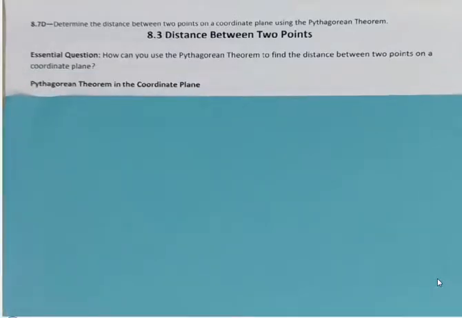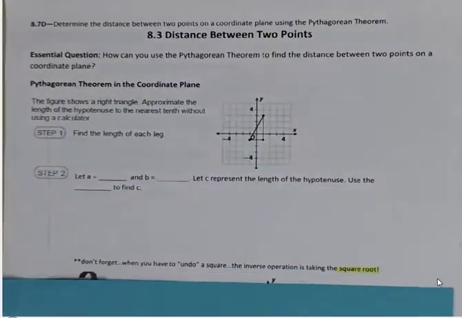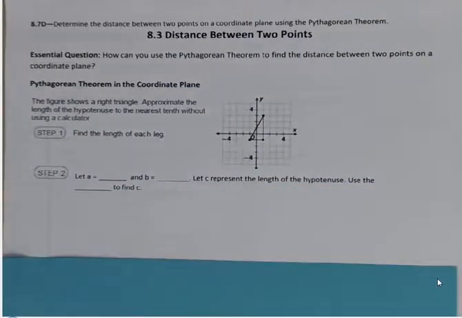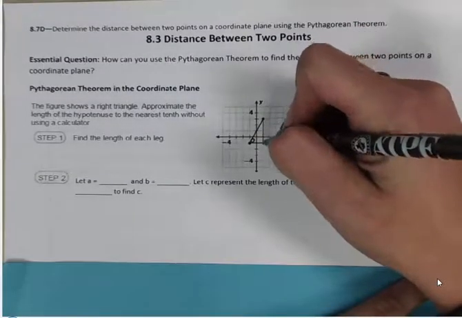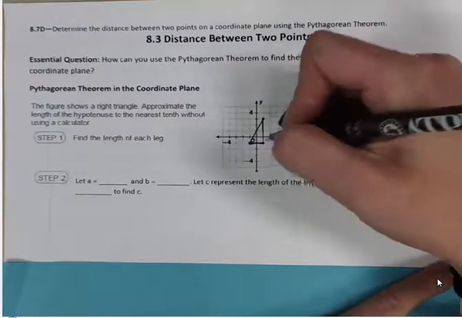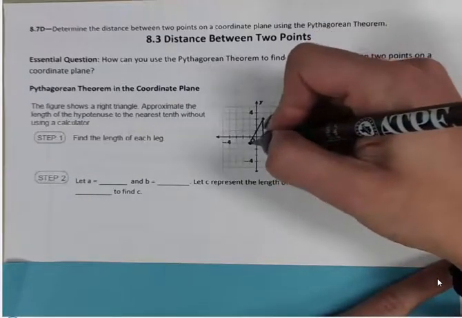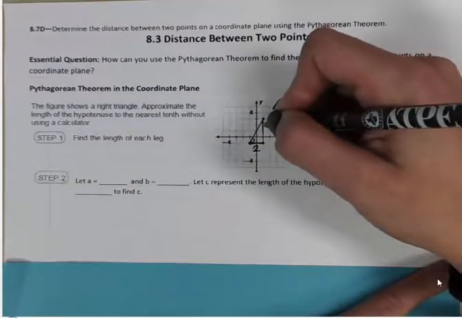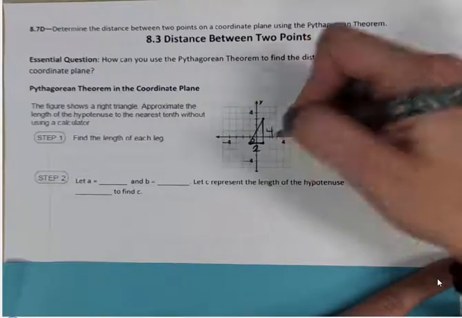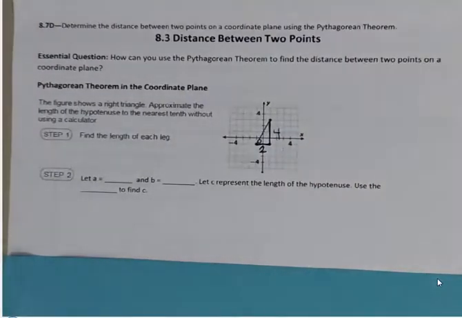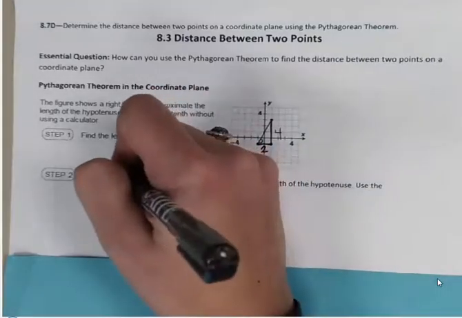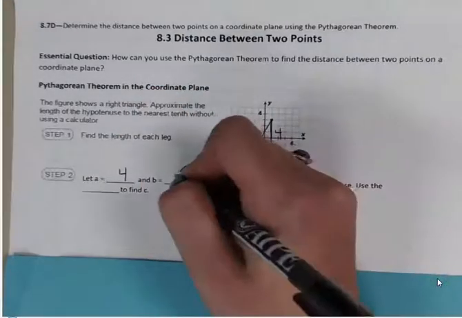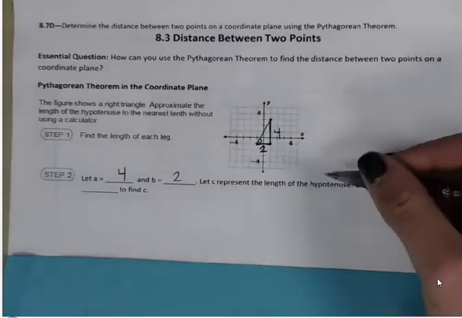So, looking at example number 1, it says find the length of each leg. So what that means is, remember, your legs are here and here. So the length of the horizontal leg is 1, 2, it's 2 units. And then the vertical leg is 1, 2, 3, 4 units. So we just got to plug in our numbers. We can let A equal 4, and we can let B equal 2.